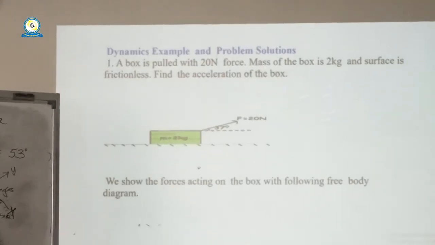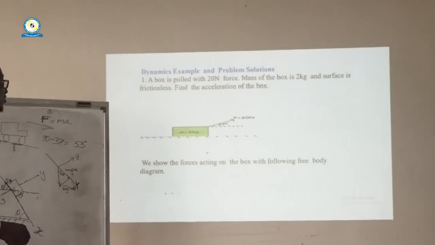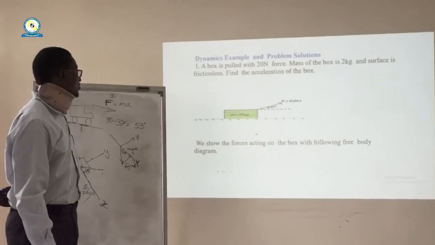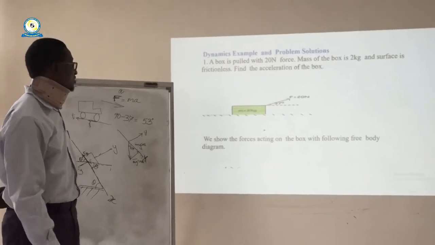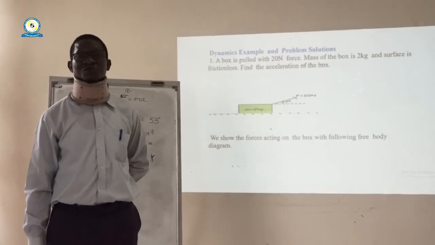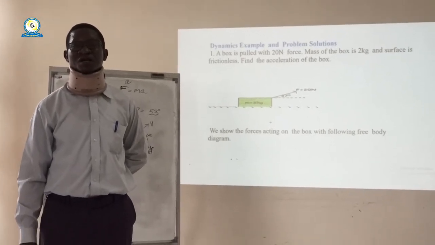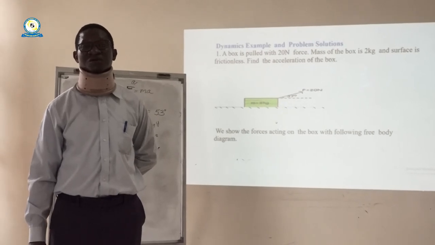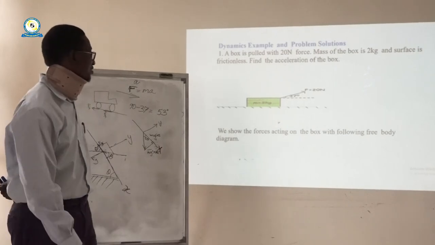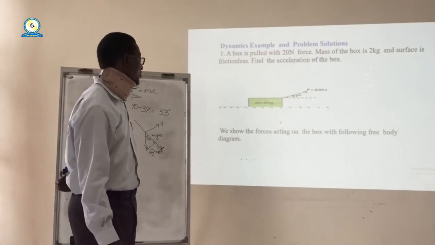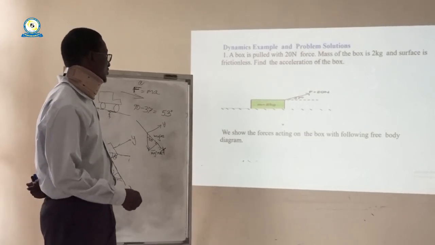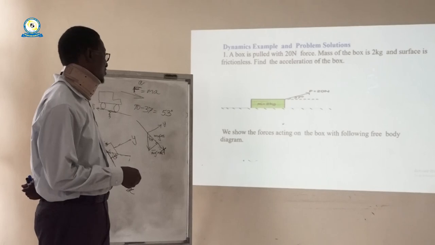Next, dynamics, example and problem solution. A box is pulled with a 20 Newton force. The mass of the box is 20 kilograms, and the surface is frictionless, no friction. Find the acceleration of the box. This one, we did it like this before.